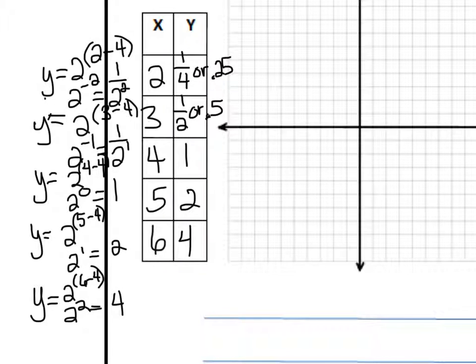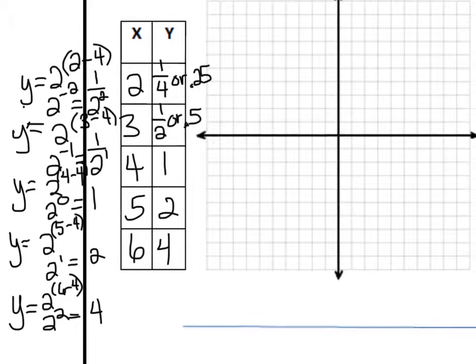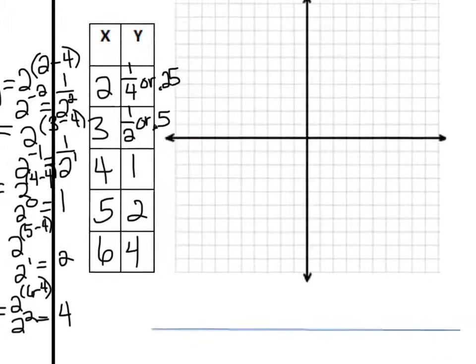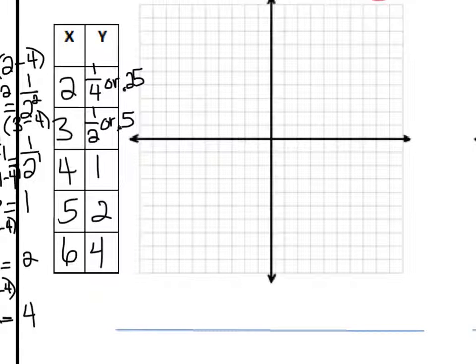So now we're going to graph these points on our graph and see how this changed from the original parent function. So we've got (2, 1/4), so it's going to be over here. (3, 1/2), (4, 1), (5, 2), and then (6, 4).